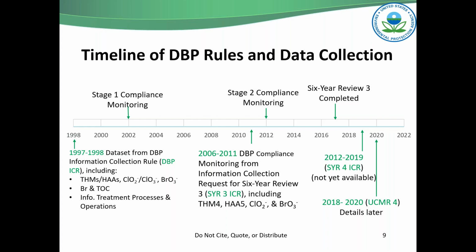The other piece that's on this slide is the 97-98 data set for the DBP Information Collection Rule. We still look at this for looking at relationships between source water and treatment and formation of DBPs. And this was a vast gathering effort that came out of a negotiated rulemaking that pertained mainly to the larger systems over 100,000 people. So that's some of its limitations. As we get more data to inform small system occurrence, we begin to understand better some of the initial assumptions we made on that small system occurrence.